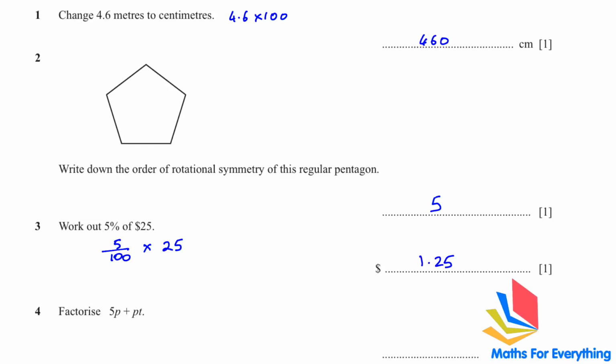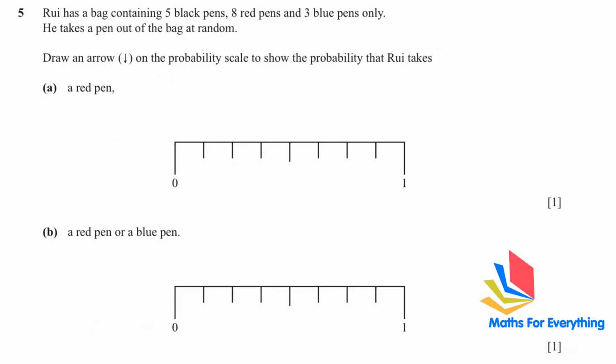Next, factorize 5p plus pt. Make a bracket like that, put a plus sign. What is common in both the terms? The p. So remove the p out. What are you left with? 5 and t.